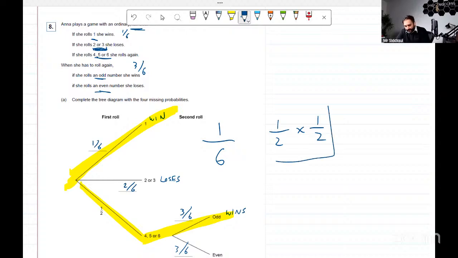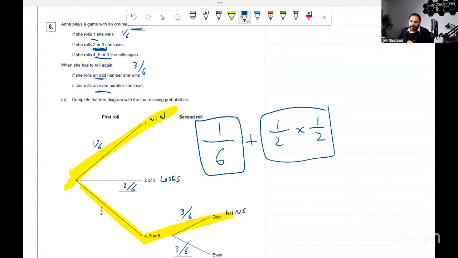Because these are the two different ways of winning, either you could get 1/6 the first time, so roll a one, or you could do it a different way, so this way and then that way. Because there's two different ways of doing something, you add their probabilities together.